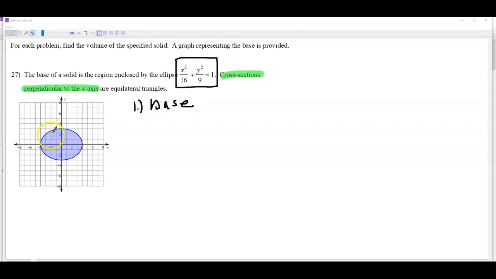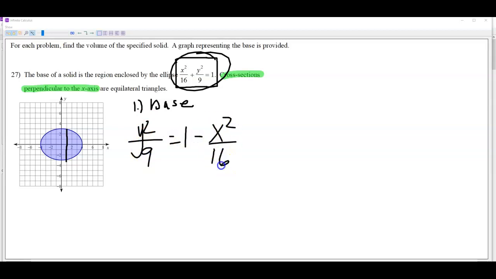Since I'm stacking shapes on this thing whose base is going to be perpendicular to the x-axis, that means it's going to be a vertical line like that, because that's perpendicular to the x-axis. And when we go vertically like that, we want to get the y by itself. So first thing I would do to this equation is I would subtract the x squared over 16 on both sides. So if I did that, I would end up having something that looks like this. Then I would multiply everything by 9.